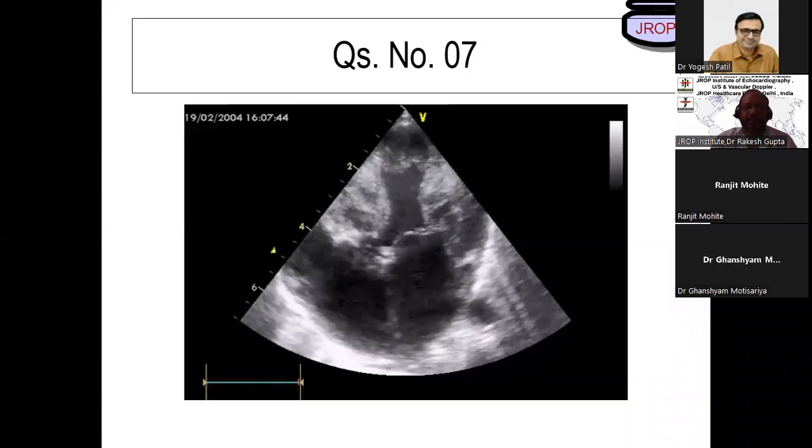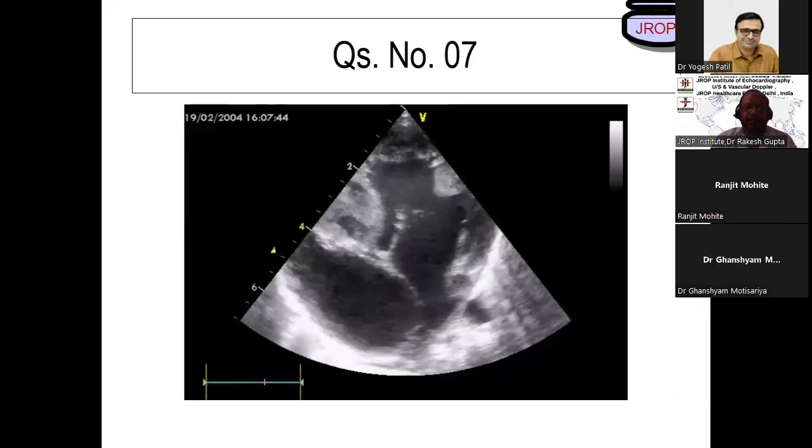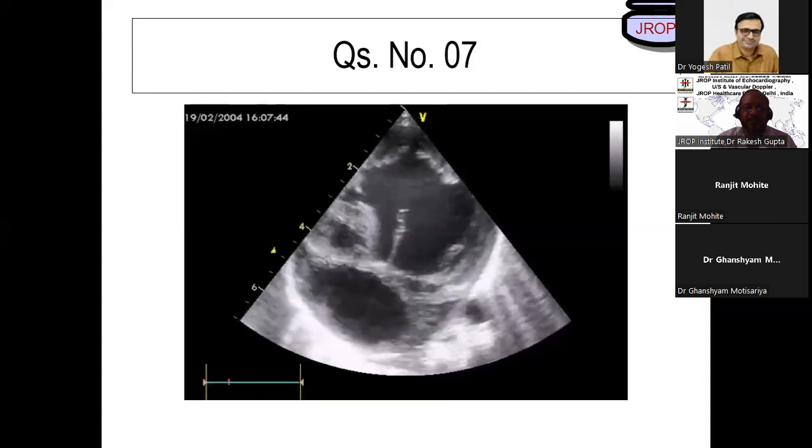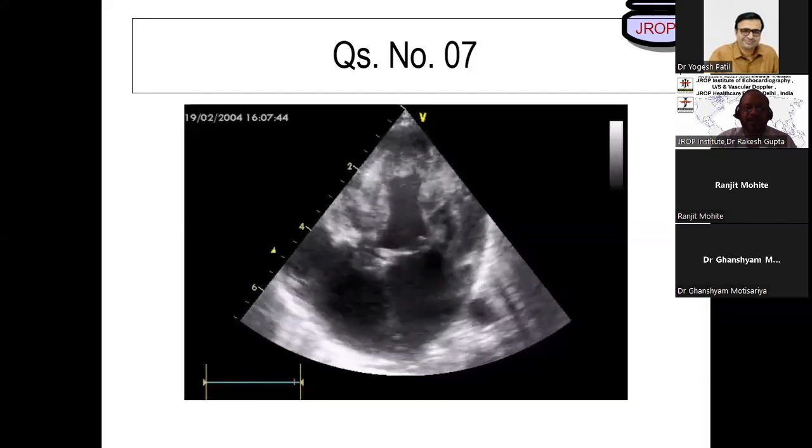This is apical four-chamber view. It looks like the tricuspid valve is not moving at all and the RA is torrentially dilated. Probably it is tricuspid atresia.